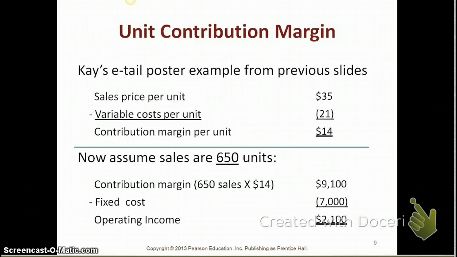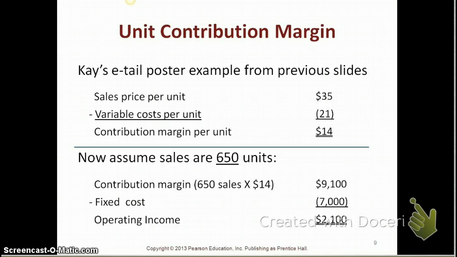You should have come up with a contribution margin per unit of $14. Your sales price was $35, variable cost per unit was $21, and you subtract 21 from 35, giving you $14, which is your contribution margin per unit. Now, how do we use this to forecast operating income at different volumes? Let's say you know that our current sales volume was 550 units. Let's say we want to find out how much our operating income would be if we sold 650 units.